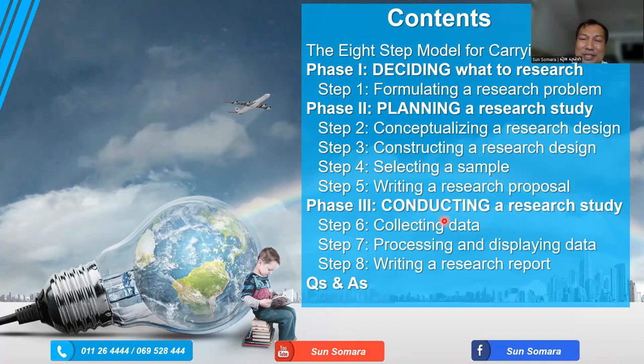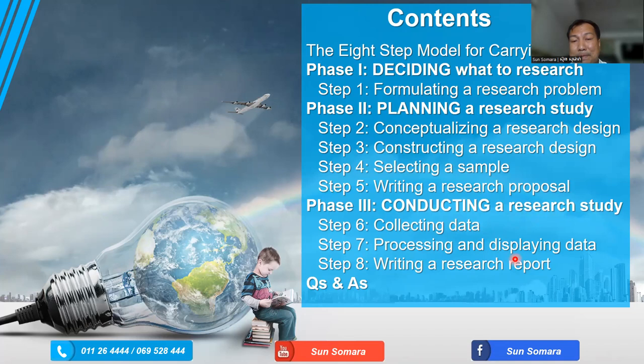Page number three. From step number one to number five, it is just to complete your research proposal. Then step number three is about conducting a research study. After your proposal has been approved, you are going to conduct your research study. You move to step number six, collecting the data. You may come up with some tools to include in that part. It might be a survey questionnaire, it might be interviews, focus group discussion, and so on, or even observation, to collect your data.